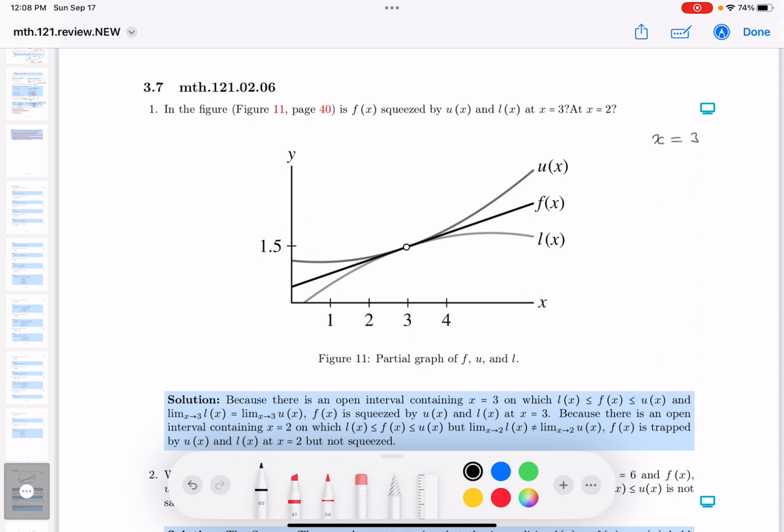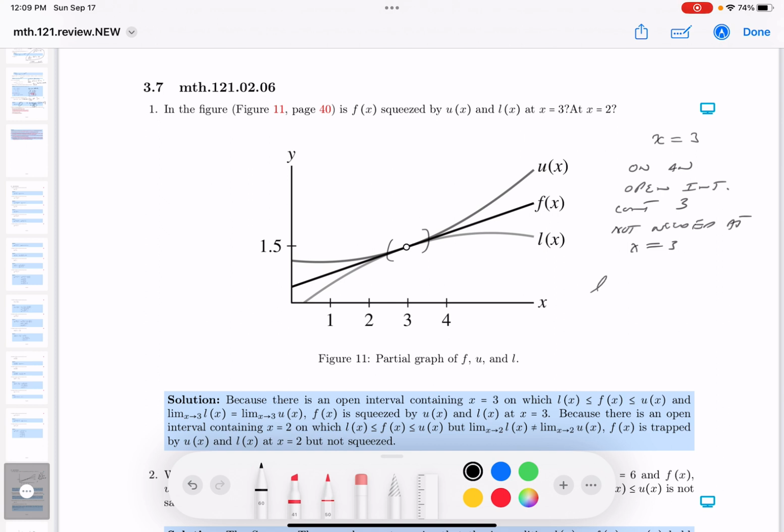And certainly it doesn't have to be true at 3, so I'm going to say on an open interval containing 3. Containing 3, all right? What does that mean? Something like this over here. So what I'm going to claim is it's not necessarily at 3, but containing 3. So it's not needed at 3. Not needed at x equals 3. What do I notice?